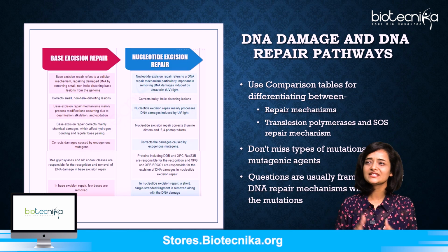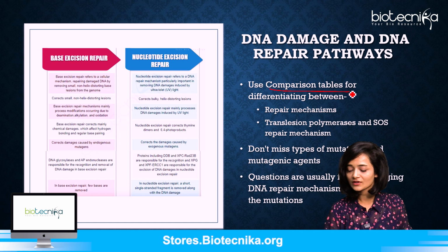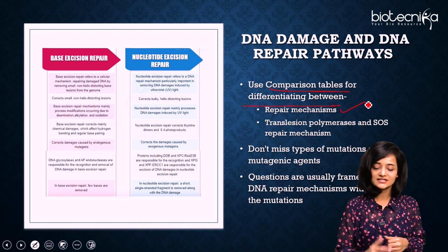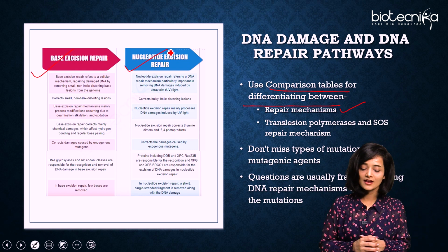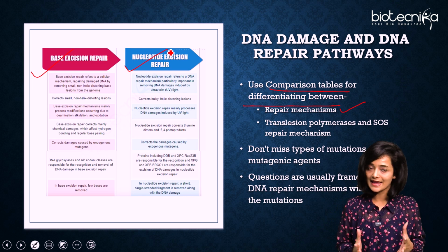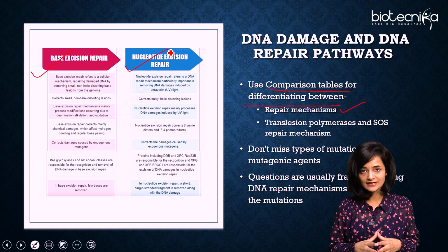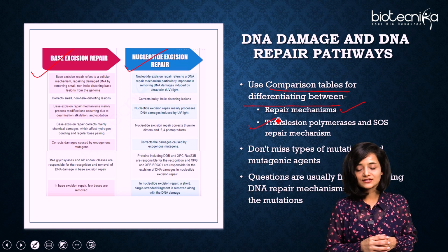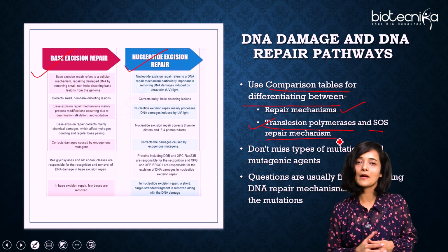Then comes DNA damage and DNA repair pathways. For this, you can use the comparison tables for differentiating between different types of repair mechanisms, such as what is the difference between base excision repair and nucleotide excision repair. I have given here an example in the form of comparison tables. You can also do the same for yourself. And you can also make comparison tables for translesion polymerases and the SOS repair mechanism.